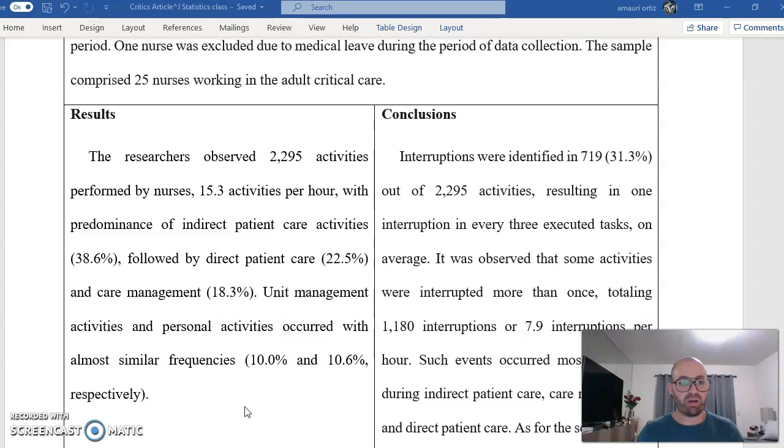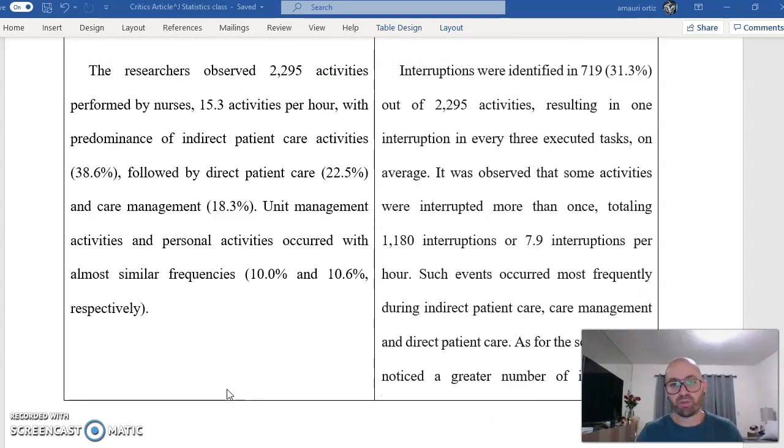The result of this research is that the researcher observed 2,295 activities performed by nurses, 50.3 activities per hour, with predominance of indirect patient care activities of 38.6%, followed by direct patient care 22.5% and care management 18.2%. Unit management activities and personal activities occur with almost similar frequencies, 10% and 10.6%, respectively.